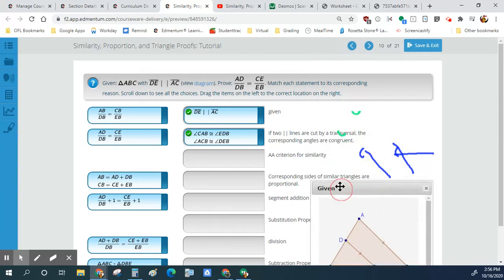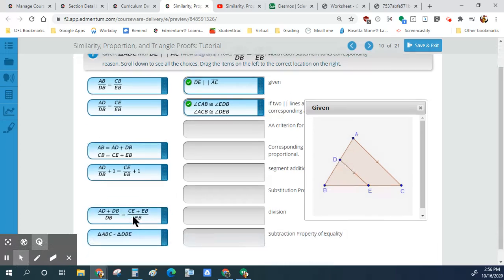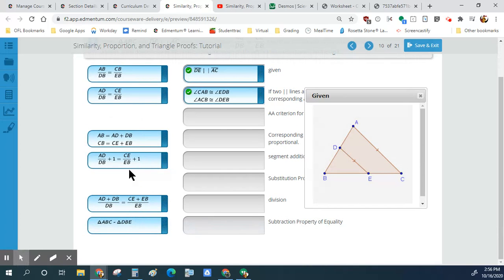Next, we're going to say that these triangles are similar because of the angle-angle similarity principle. Let me clear the board. So this has two angles that are like this. Angle-angle similarity tells us that this triangle here, ABC, is similar to this DBE.